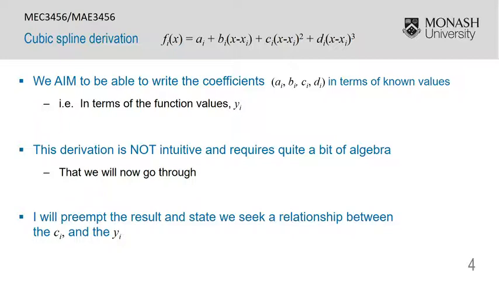But I'm going to preempt the result so that we can have a bit of an idea of where we're going and why we're doing what we're doing. The primary relationship we're trying to find to begin with is the relationship between the unknown coefficients ci and the function values that we've got, the yi. Once we've found the ci, we will then see how we can calculate the a's, the b's and the d's.